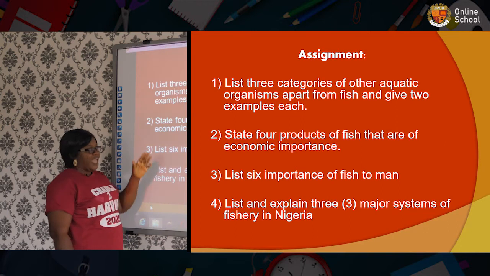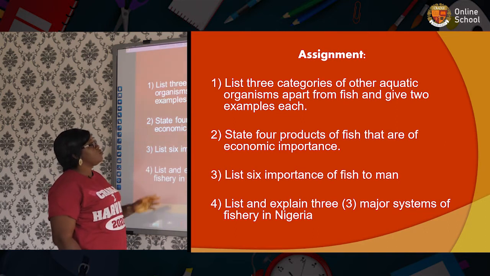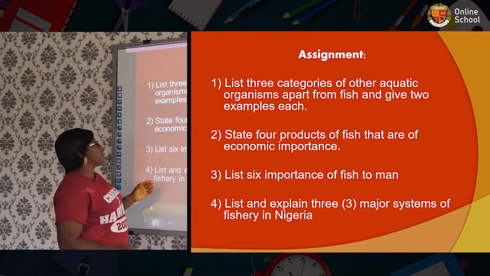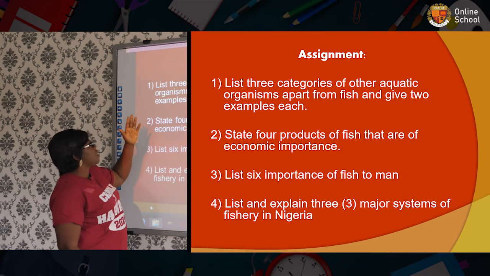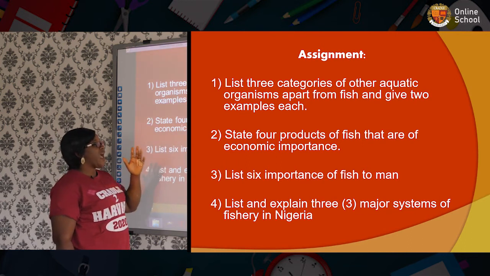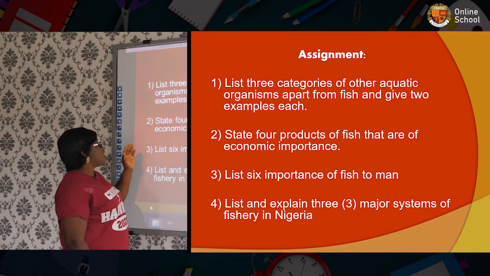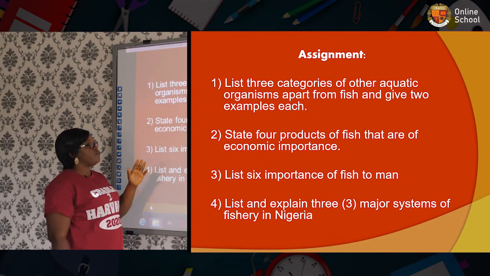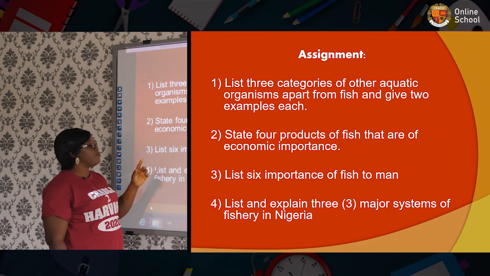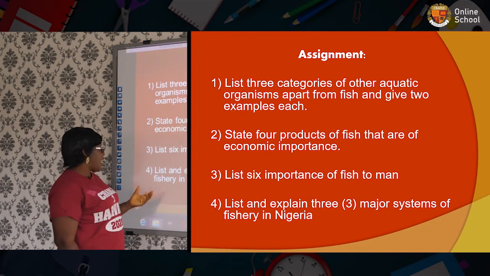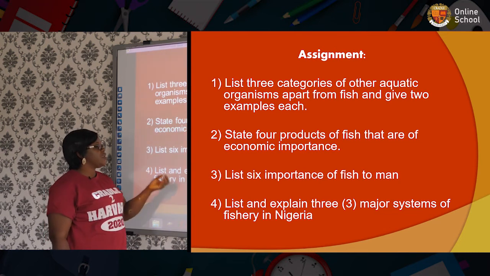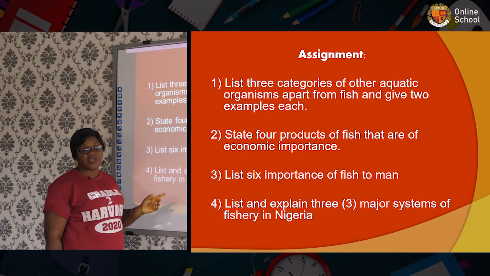So we have come to the end of today's lesson. So you take this assignment, do it, and then submit to my WhatsApp. Number 1, list 3 categories of other aquatic organisms apart from fish and give 2 examples each. Number 2, state 4 products of fish that are of economic importance. Number 3, list 6 importance of fish to man. And then the last one, which is number 4, list and explain 3 major systems of fishery in Nigeria.